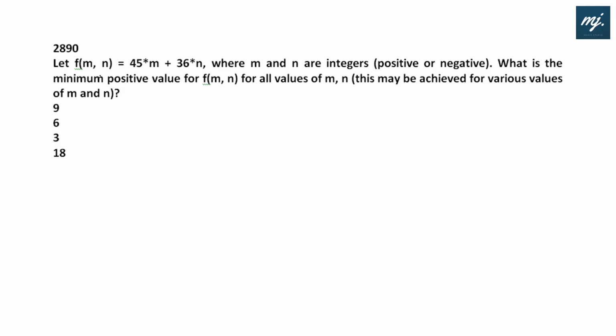Let function f(m, n) be 45m plus 36n. We have a function 45m plus 36n. I can see something is common. 9 is common: 9 times 5m plus 4n, where m and n are integers, both positive and negative. What is the minimum possible value? Minimum positive value of the function for all values of m and n. This may be achieved for various values of m and n.